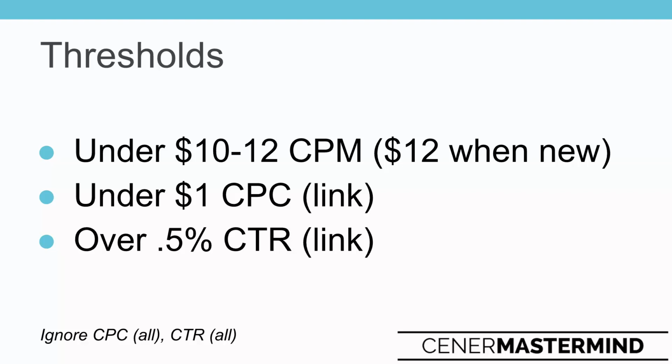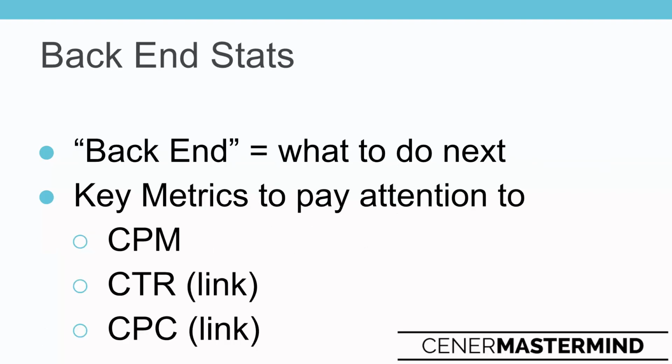And these are specific to website conversion ads. Your metrics will be a lot different if you do something like PPE or video view, etc. So these are numbers for website conversion. So the back-end stats you see over here, I say they answer the question, what do you do next?